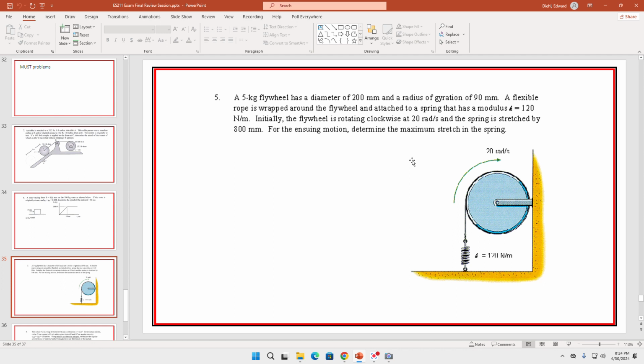This is a spring. Almost every time I see a spring, I know it's a work energy problem. Pretty sure. Released initially. So, determine the maximum stretch. Oh, maximum stretch of the spring. That's interesting. I guess, yeah, okay, because that means where it's going to stop, right? So kinetic energy at state 2 is going to be 0 in that problem.